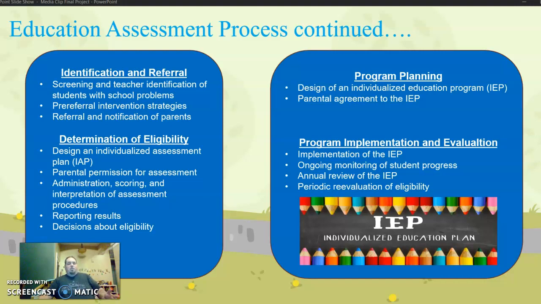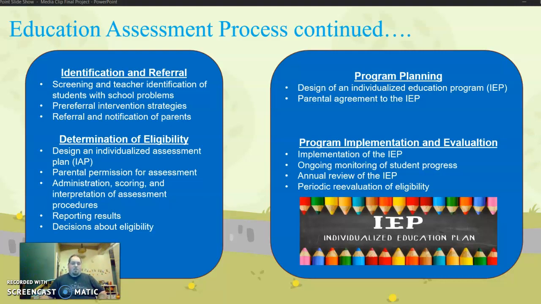Next, they move on to the determination of eligibility. Through this, the team designs an individualized assessment plan. It should address the reason for the assessment and the steps and procedures being implemented in the assessment. It should also address the student's skills and abilities in the general education curriculum that they're struggling with and what is an appropriate learning environment for them. They may also take into consideration the social, physical, and behavioral characteristics of the student as well.